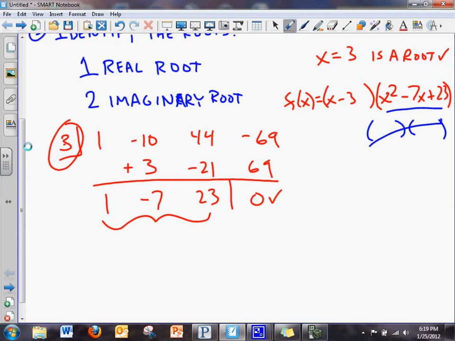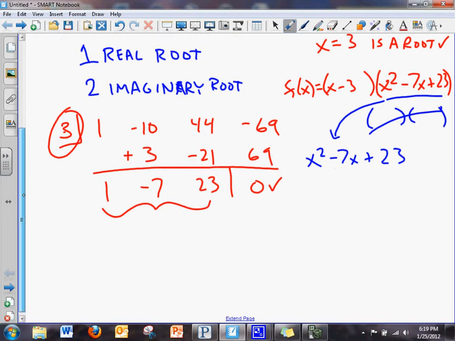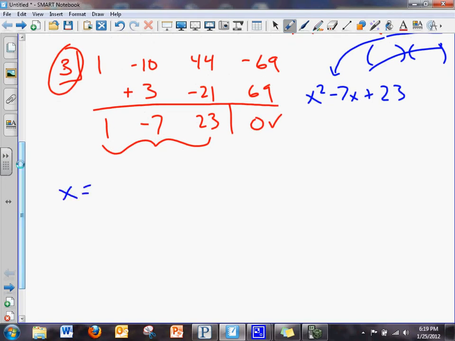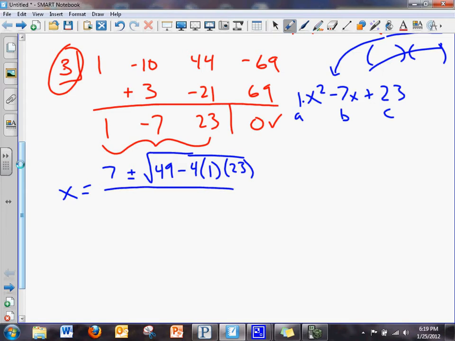So I need to take this quadratic, my quotient from the division, and I have to use the quadratic formula. There's just no way around it. All right. Let's go down here and use the quadratic formula. A is 1, B and C, you guys know that. Positive 7 plus or minus the square root of negative 7 squared, which is positive 49, minus 4 times A times C, and all over 2 times 1, which is 2.